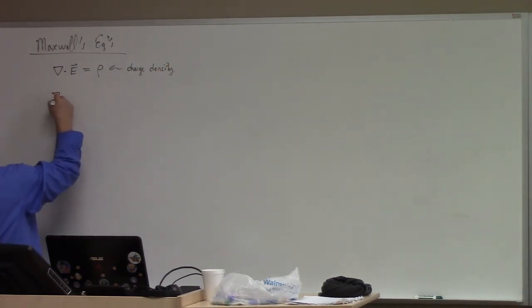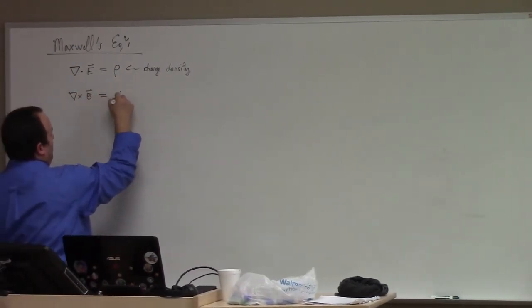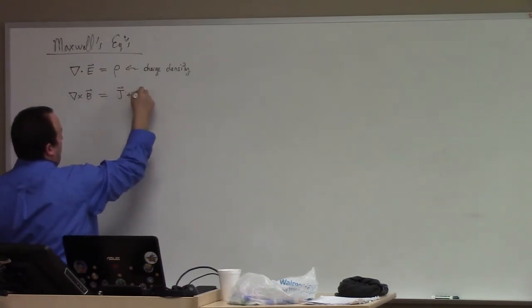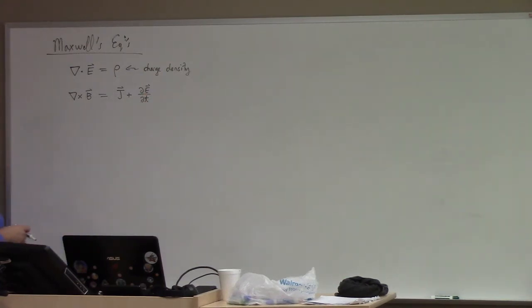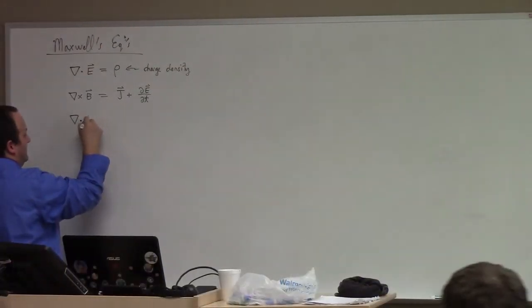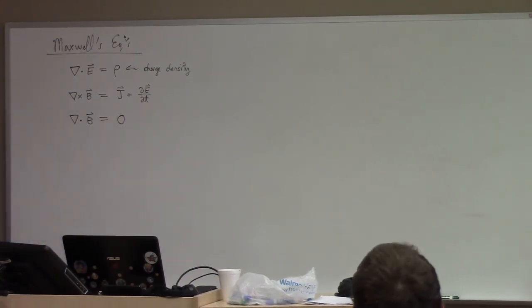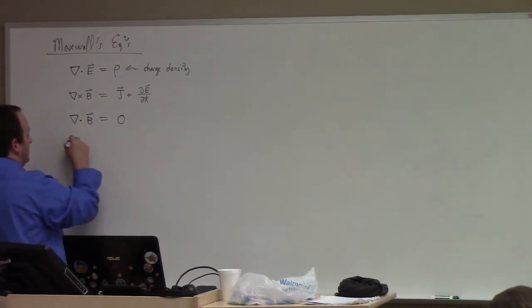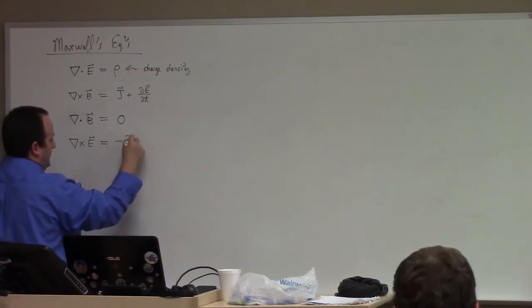The curl of the magnetic field is equal to the current density plus the time derivative of the electric field as it happens. Usually, last time I wrote them with some dimensional multipliers, mu naught and epsilon naught and so forth. Then you've got divergence. Divergence of the magnetic field is 0. And then you have the curl of the electric field is minus partial B, partial t.